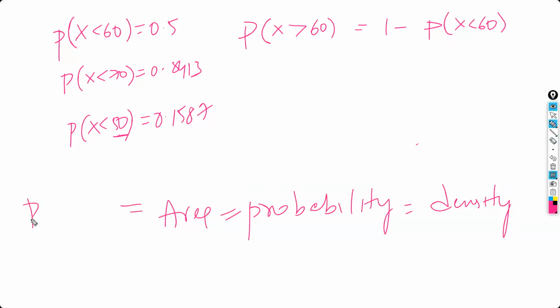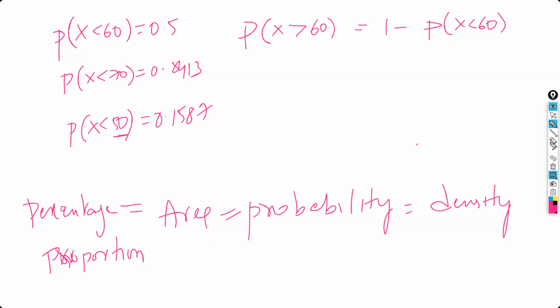Percentage, proportion: what proportion of students have marks less than 70, if they ask the same question. What is the probability of marks less than 70? What is the area less than 70? Anything is the same. They may use the word proportion, percentage, area, probability, or density. All these five words indicate the same thing.